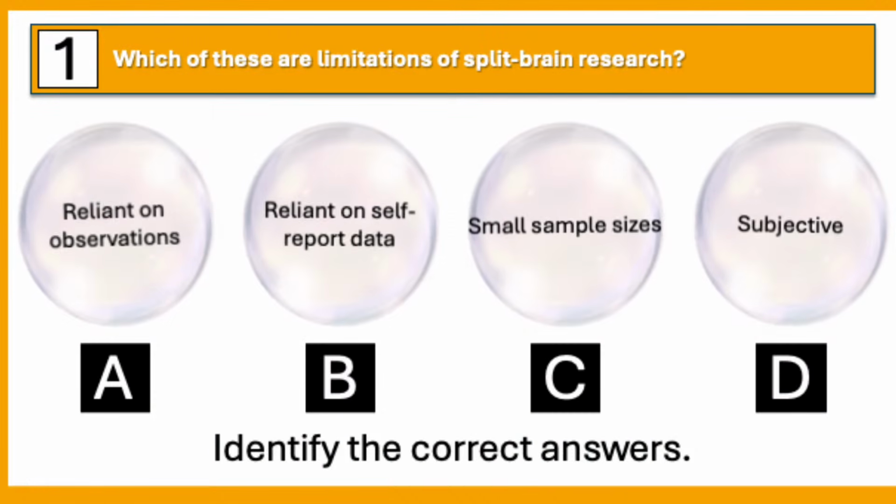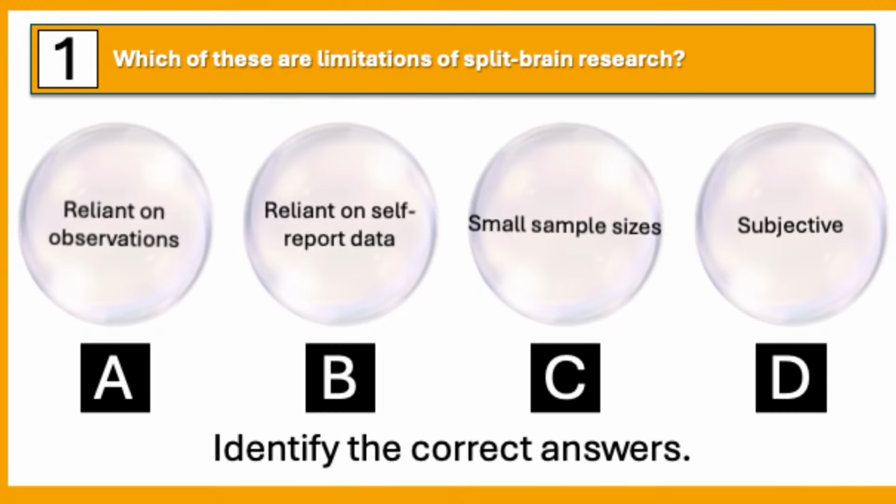Which of these are limitations of split brain research? So in the chat, can you put A, B, C, or D? It might be one of them, it might be all of them. So have a read. Reliant on observations. Split brain research is reliant on self-report data. It's reliant on small sample sizes, or it's subjective. So which one is a key limitation of split brain research? Could be all of them, could just be one.